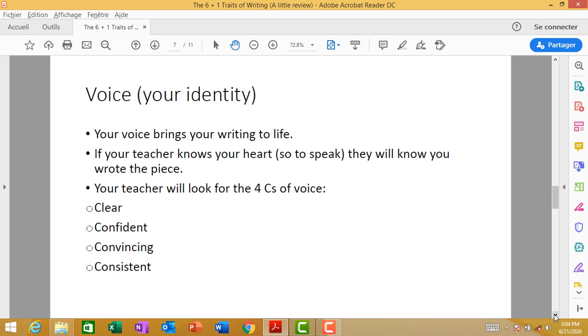So your teacher will be looking for the 4 C's of voice. And this is how they will recognize you also. The 4 C's of voice are clear, confident, convincing, consistent. So when you're writing something, you want to be as clear as possible. You want to be confident. You're trying to convince your reader, and you want to be consistent.